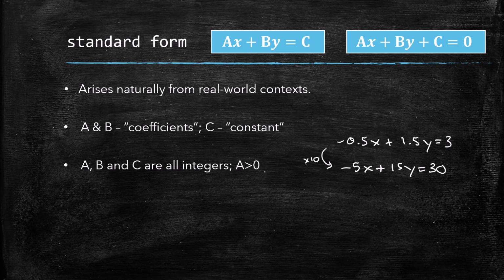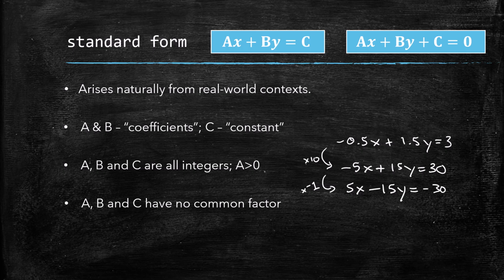So that definitely has taken care of a, b, and c being integers. But a also has to be greater than 0. That's not for any profound reason, but just because it makes it neater to write. So we would have 5x minus 15y equals negative 30. And another stipulation, since it makes sense to simplify as much as possible, is that a, b, and c should have no common factor. So if we divide through by 5 now, we get x minus 3y equals negative 6, and that would be an example of an equation in standard form.